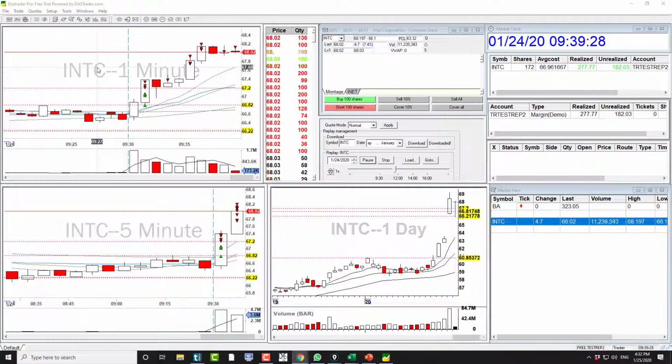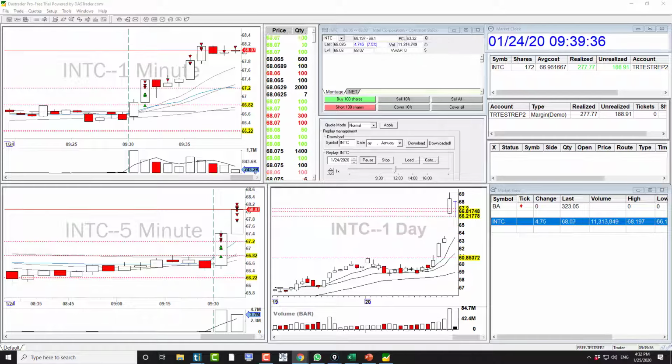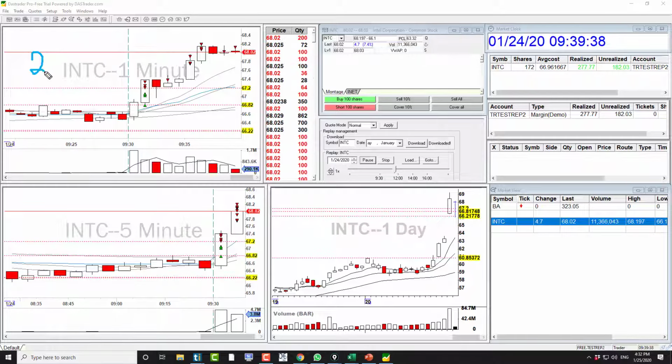So here's what we did. What I see is that it's really extended right now. And again, on the 5-minute chart, that's a really good move. From 66 to 68 is almost twice the average true range of the company. If you remember, the ATR of the company was $1. And again, Intel is a high float stock. Billions of shares are available to trade.